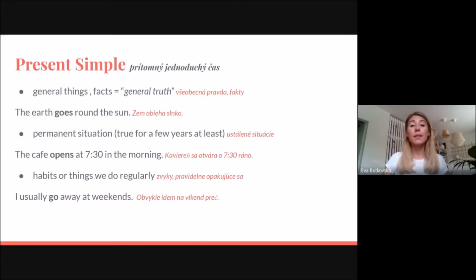We use present simple as well to describe habits or customs, we could say. So habits are things we do regularly. We do them often. So for example, I usually go away at weekends, or he runs every other day. So habits.